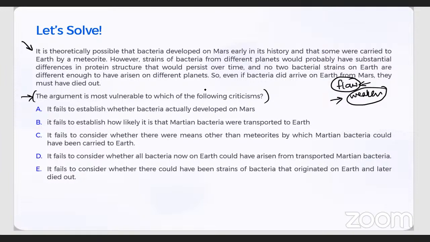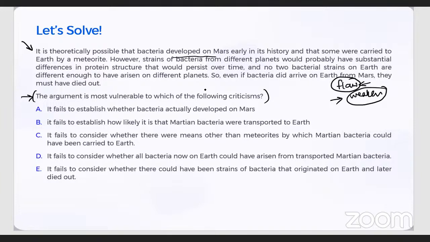Step number one is simplifying the argument as much as possible. Let's check. The author argues that bacteria might have developed on Mars, early in history, and traveled to Earth on meteorites. However, they claim that bacteria from different planets would have noticeable differences in protein structure. It's okay if you don't know the science of it, just take it at face value that there are notable differences in protein structure.